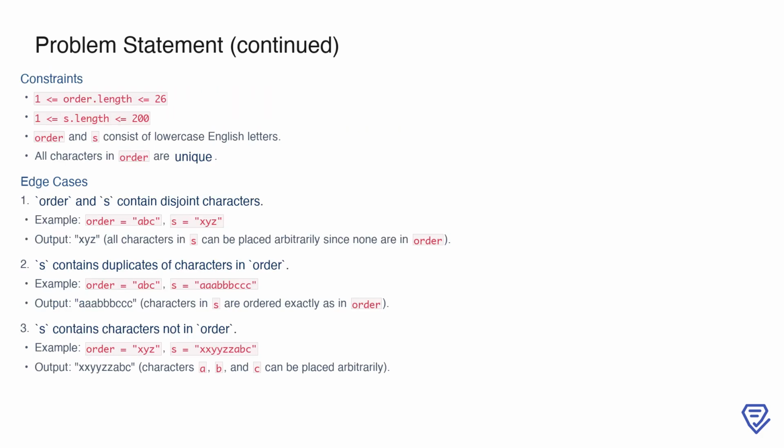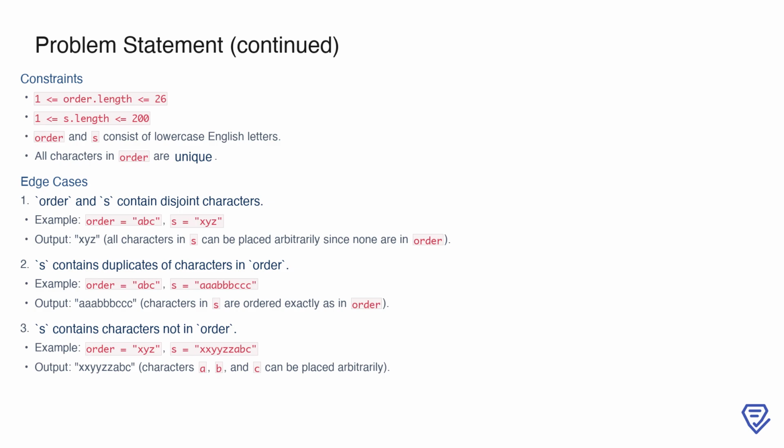Now let's consider the constraints and some edge cases. The length of order ranges from 1 to 26, and all its characters are unique. The string s is between 1 and 200 characters long, consisting only of lowercase English letters. One edge case is when order and s have no overlapping characters. For example, if order is ABC and s is XYZ, none of the characters in s are in order, so the output can simply be XYZ, with the characters arranged arbitrarily.